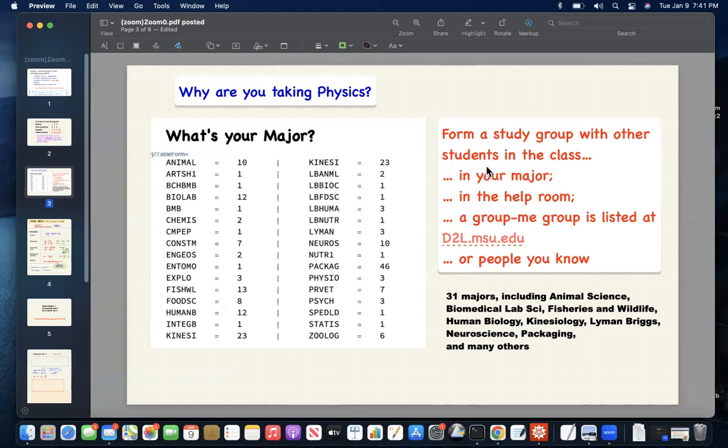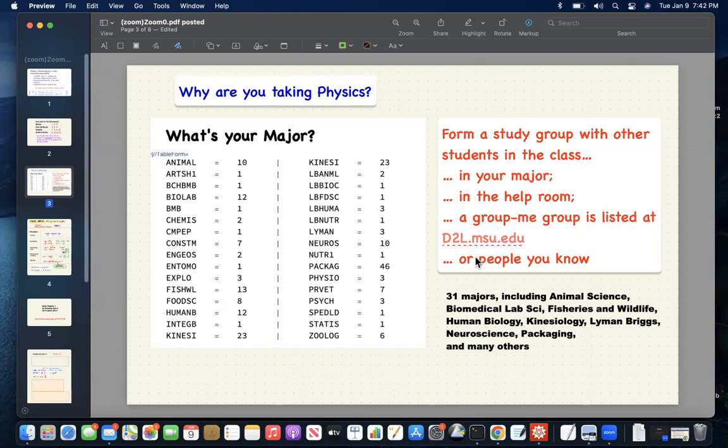There's a GroupMe group listed at the d2l.msu.edu, but I won't use that. We don't use that D2L site at all. But I did put an announcement in there which gives a GroupMe site, and maybe by communicating with other students in the GroupMe, you can get together. You can find some students that live in your same dorm. If you get 3 or 4 students who all live in the same dorm, they could form a study group. Or you may know people who are taking this physics course.